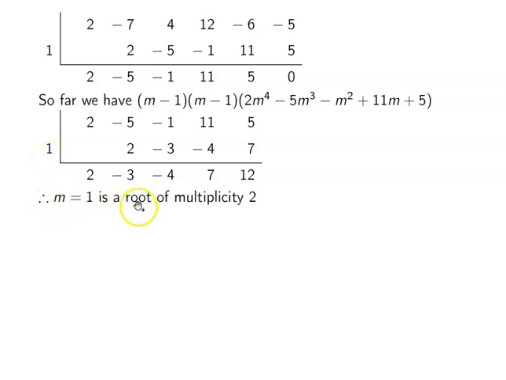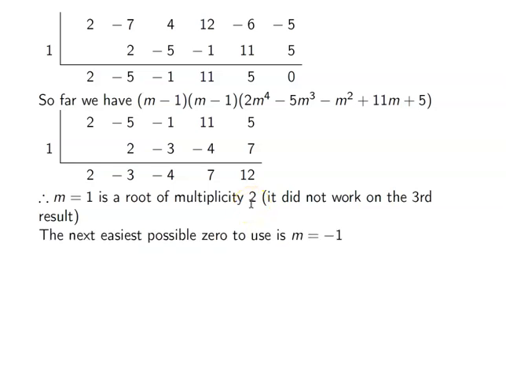Okay, so m equals 1 has a root of multiplicity 2. It works twice. So what I'm going to do then is I'm going to try the next one, because now I want to finish factoring this, right? I've whittled it down to a 4th degree auxiliary equation, and I would like to find the solutions here. So the next one I would use would be -1, because it's the next easiest, right? So this did not work on the third result, so it only works twice, multiplicity 2. The next easiest possible 0 is to use m equals -1.